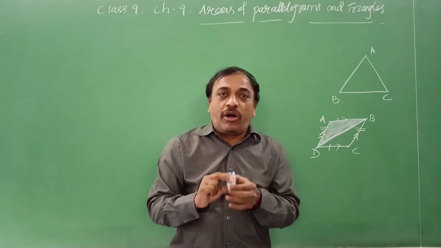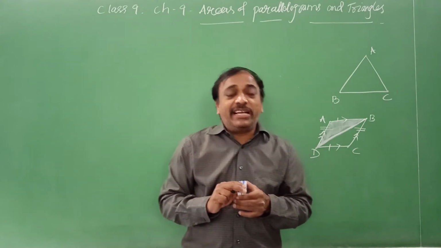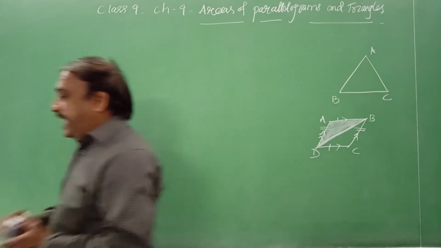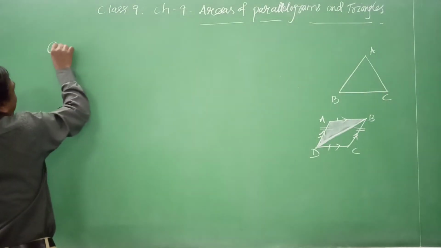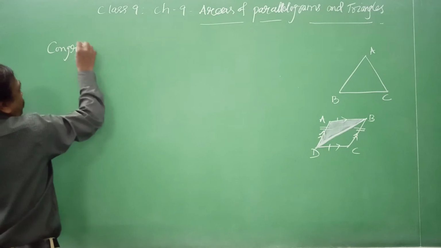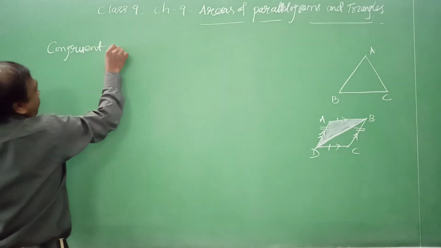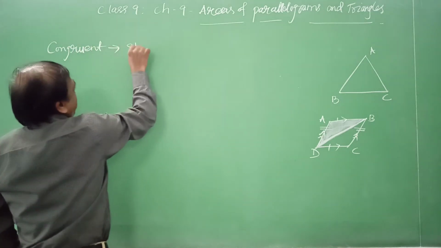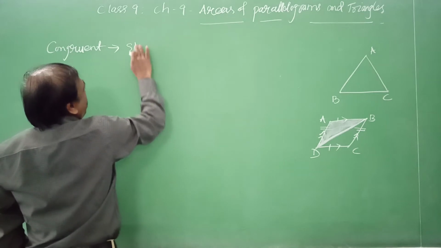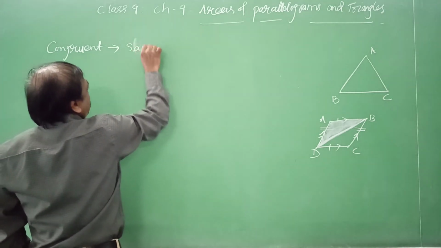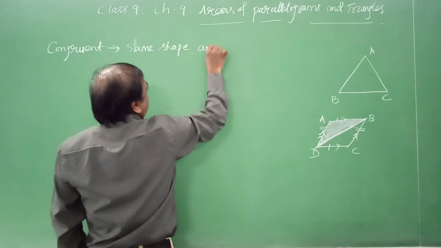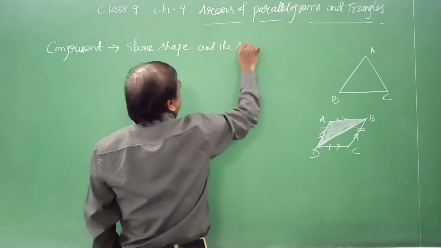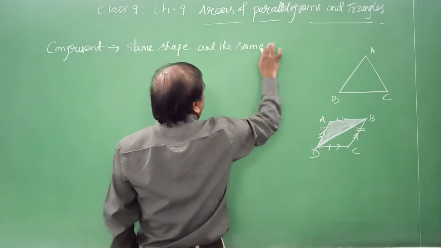When do we say they are congruent? They must have the same shape and the same size.